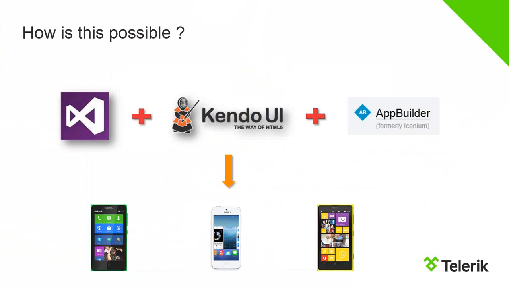So this is the premise of what we're going to be doing next. Visual Studio, we'll use the Kendo UI Mobile control set, and we'll use the App Builder, which was formerly known as Icenium. App Builder is an extension that sits in Visual Studio and gives you the capabilities of simulating Android, Windows Phone, tablets, everything. And Kendo UI Mobile controls are an adaptive rendering, HTML5 based framework for mobile controls.